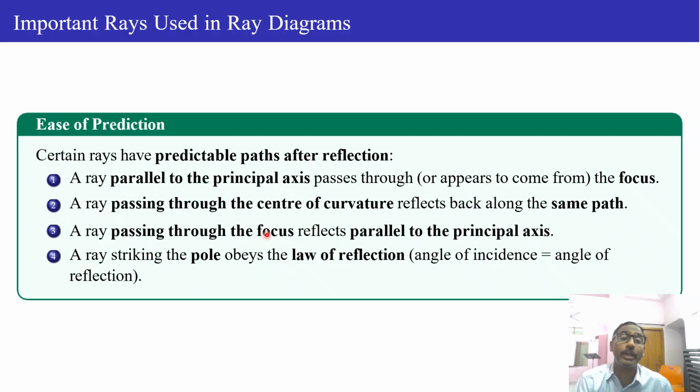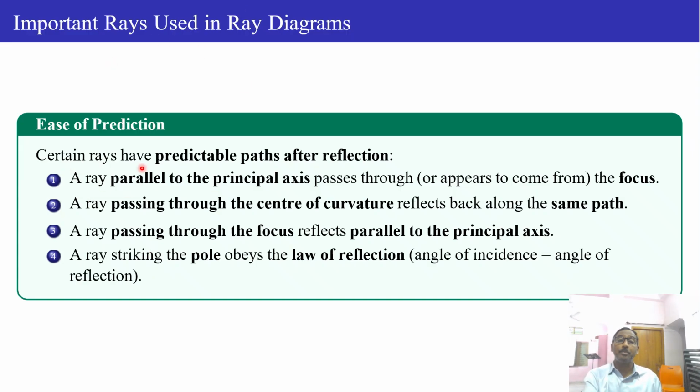So we are seeing about four rays here. The ray which is parallel to the principal axis, the next one, the ray passing through the center of curvature, the next one, a ray passing through the focus, and the next one, a ray striking the pole, which obeys the law of reflection. So the angle of incidence is equal to the angle of reflection. With these four rays, we can predict how they behave.